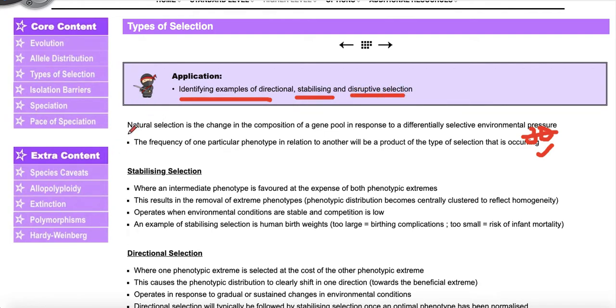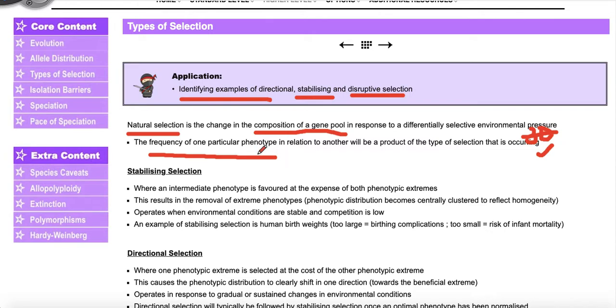So let's define again what natural selection is. And remember, natural selection is change over time based on a particular environmental pressure. But remember that I told you that in order to be more specific with our definition, we were going to define natural selection as the change in the composition of a gene pool, or all the available genes and alleles available in that population. So the frequency of one particular phenotype in relation to another is going to be a product of the type of natural selection that occurs.